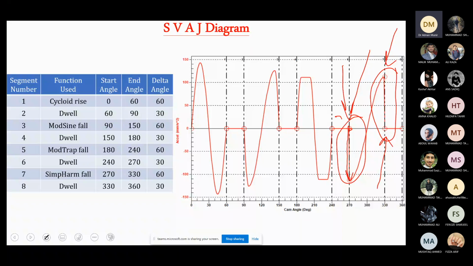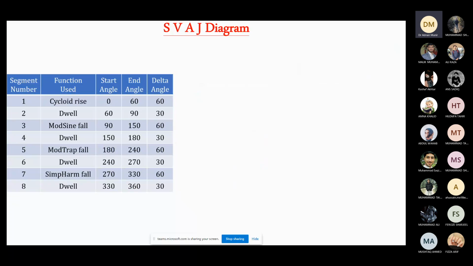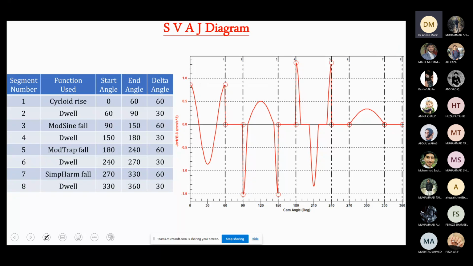Here dt is approaching zero, right? So what will be the value of jerk at these 2 points of acceleration? It will be infinity, right? Because the time change is very small, the jerk that we are going to have at these 2 points will be infinity, which again is not acceptable. So we cannot have infinity for any of the SVAJ diagrams, right? So this is also not an acceptable design. Any question?